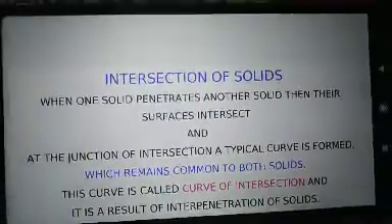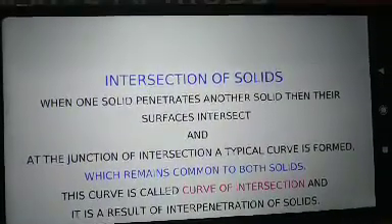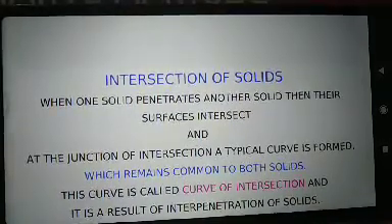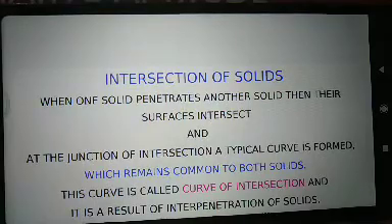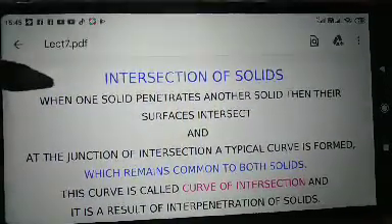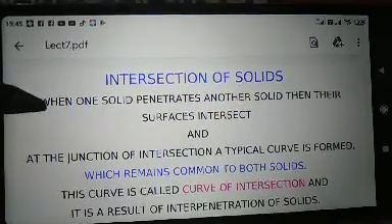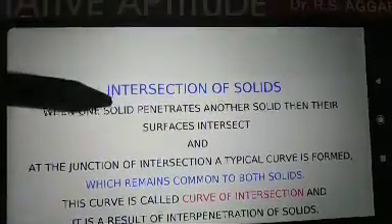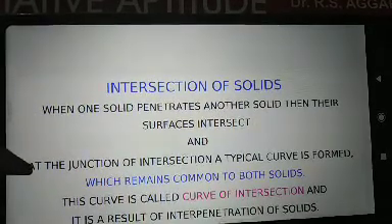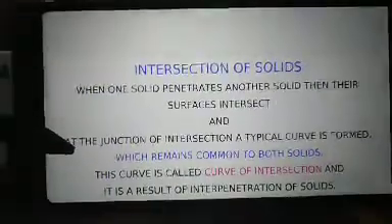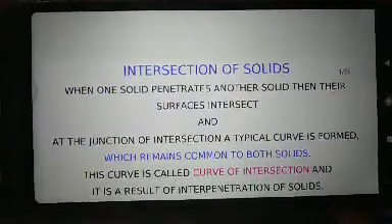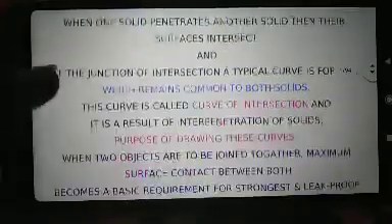Good afternoon, boys. Let us overview our chapter, intersection of solids. We have completed all the types regarding the intersection of solids. In this we discussed that when one solid penetrates another solid, the surfaces intersect, and at the junction of intersection a typical curve is formed.